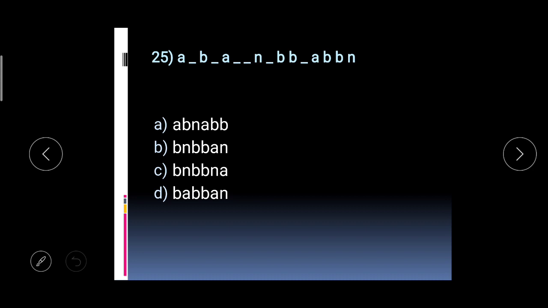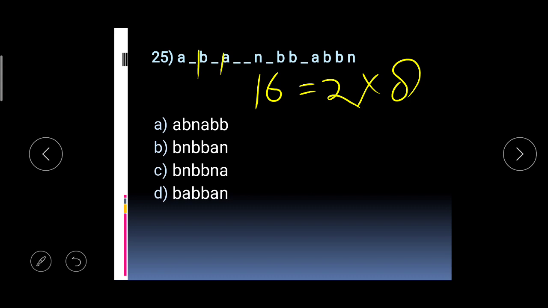Let's again first count the letters. This is the step, right? First you count letters. 1, 2, 3, 4, 5, 6, 7, 8, 9, 10, 11, 12, 13, 14, 15, 16. Again 16 letters. Again 2 into 8. So first I'll divide 2 into 8. So I'll put a dash here, I'll put a dash here, I'll put a dash here, here, here and here. Okay.